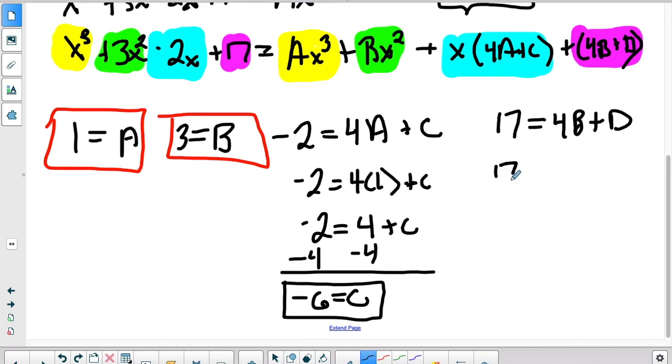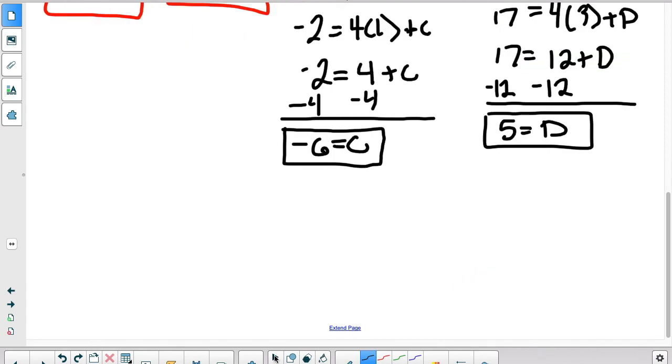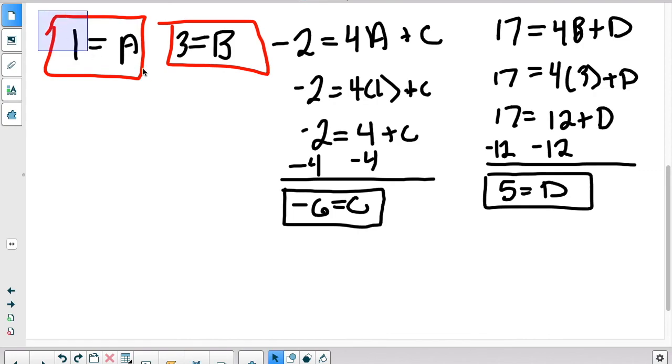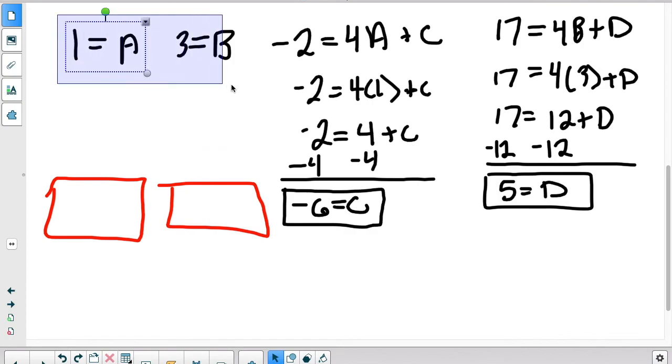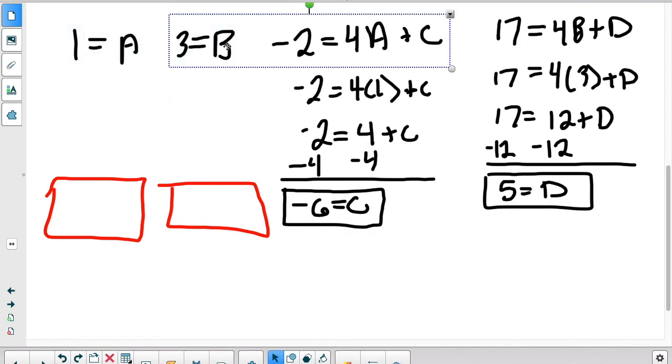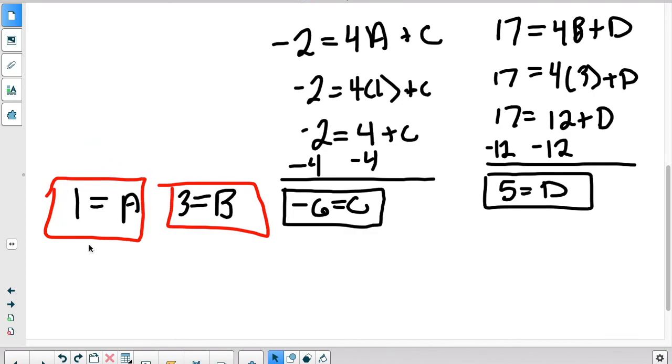Now that brings us to our last one. We can plug in the value of b, which we found to be 3. Well, 4 times 3 is 12. And at this point here, we can subtract 12 from both sides. And when we subtract 12 from both sides, I get that 5 is equal to d. So at this point here, we do have the values of all of a, b, c, and d. We can bring that down here.